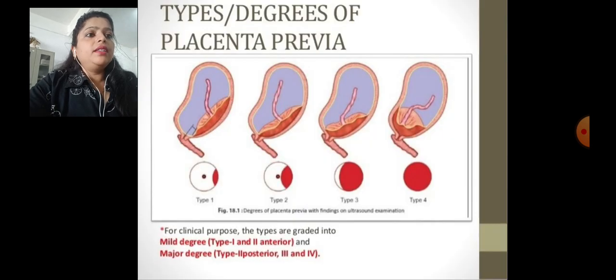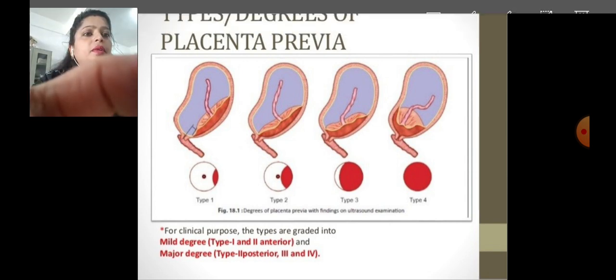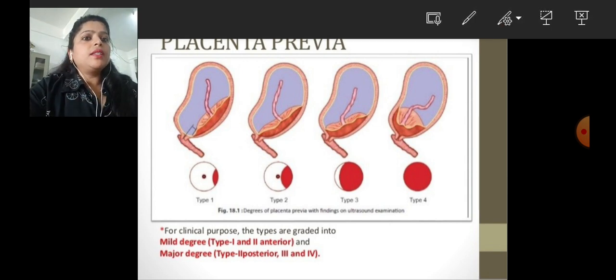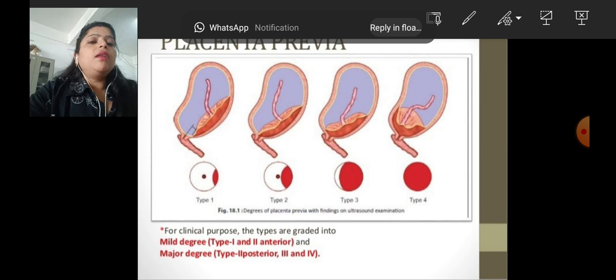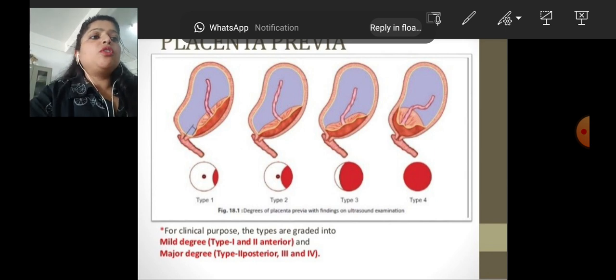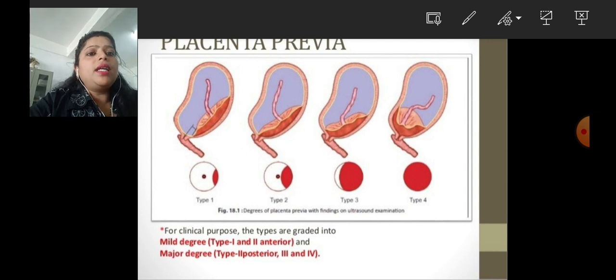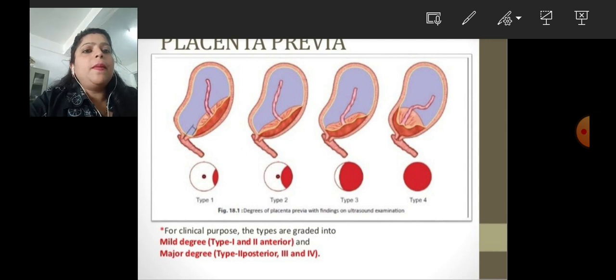Now let's deal with the types of placenta previa. There are basically 4 types of placenta previa: type 1, type 2, type 3 and type 4. In this picture, it is clearly visible what the different types of placenta previa are. Here you can see type 1 and type 2 come under the mild degree. Then type 3 and type 4 come under the major degree.